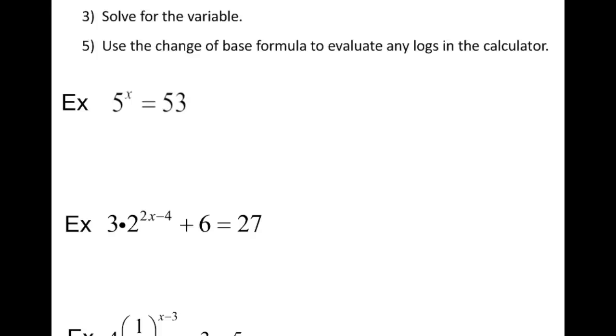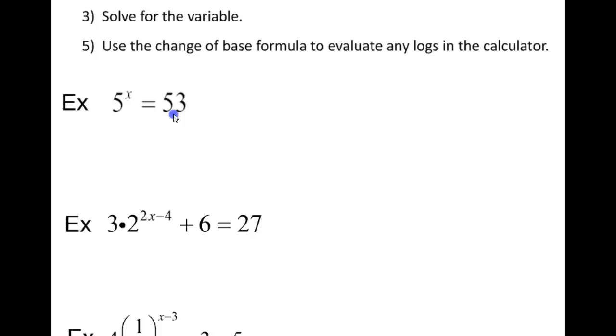Ladies and gentlemen, if I have 5 to the x equals 53, this is an exponential problem where I got to solve for x. My only issue is that this 53, I can't break it down into a base of 5. That's impossible, right? So, the technique of making the bases match so we can drop them is not going to be effective here. So what do we do?